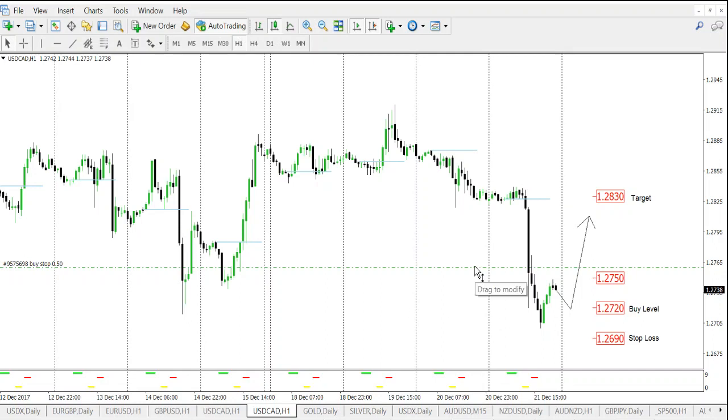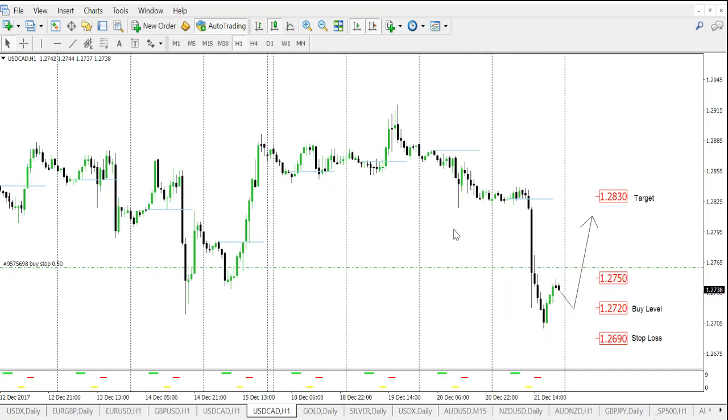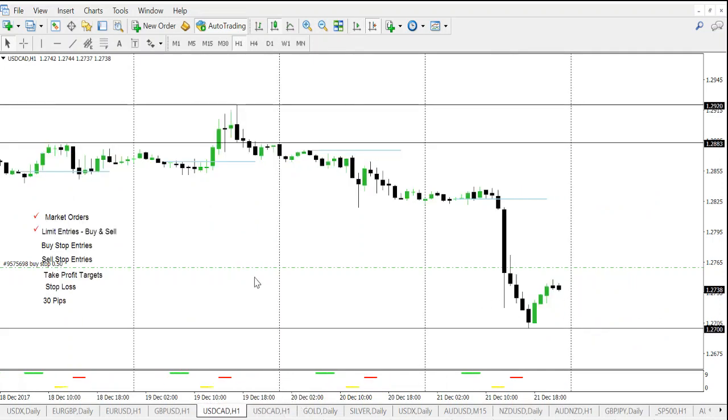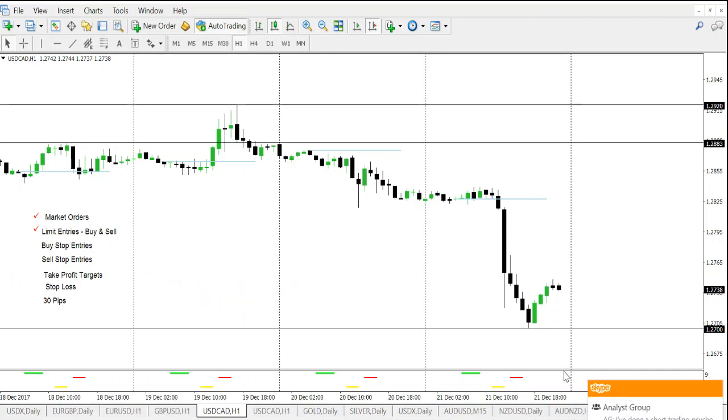It's the same thing if price was going the other way, if we're below the level where we want to sell at, we would just put in a sell stop entry, and it would work the exact same way except in the other area.